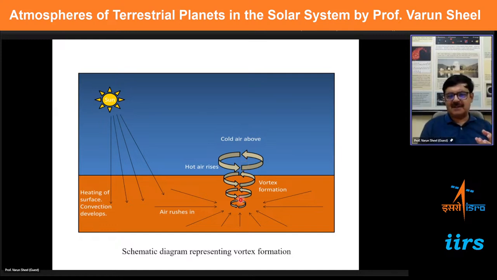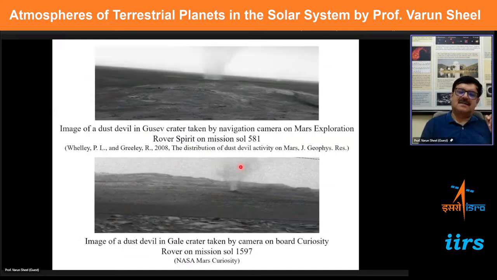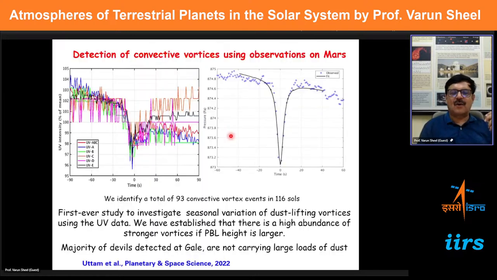And whenever these vortex structures take a lot of dust into them, then you can visibly see them as dust devils. So here, for example, you can see some images from cameras on the landers and rovers on Mars. They have actually seen these dust devils. And these phenomena are very important, so we try to study them. And there are landers which have regular pressure measurements.